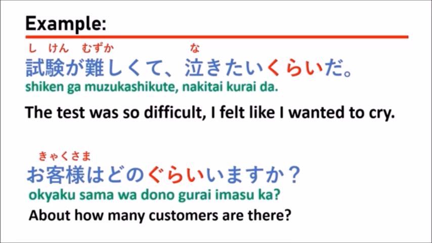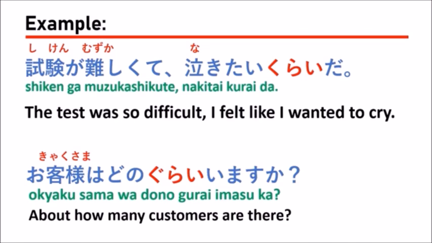Let's focus on the first sentence. They explain that the examination or the test is so difficult. It's really difficult, but you don't know how difficult. You cannot write out 10 difficult, 9 difficult. So, nakitai gurai. That means it's so difficult that I want to cry, so you can imagine that it's very difficult.